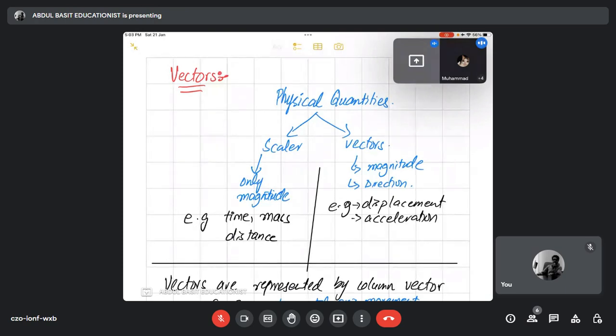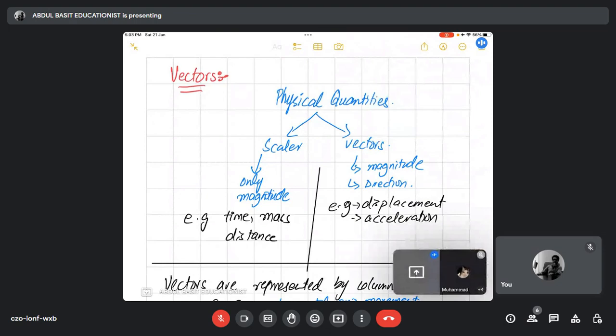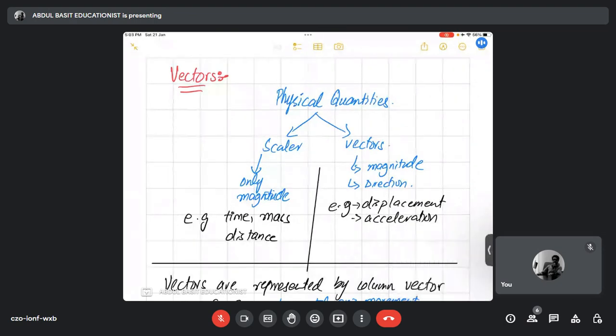So we studied that vectors are physical quantities, and we have two types of physical quantities. The first one is scalar quantities, and the second is vector quantities. Scalar quantities have only magnitude, like time, mass, distance, but vectors have magnitude as well as direction. For example, displacement and acceleration.